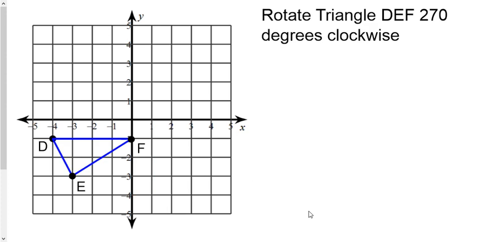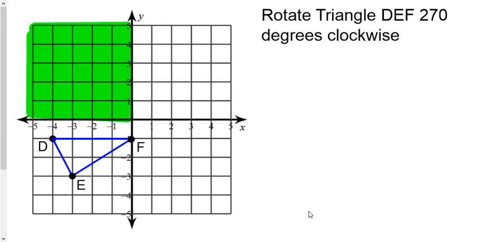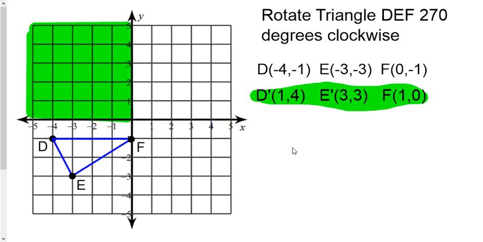How do we rotate triangles? Exact same thing. We're going to do it in 90-degree increments. It's wanting it to go clockwise, so we're going to take this triangle and put it in this quadrant. Go ahead and get the values for D, E, and F. Flip-flop them in the green quadrant. So if you notice, I've taken them all and flip-flopped them, but this is only 90 degrees.